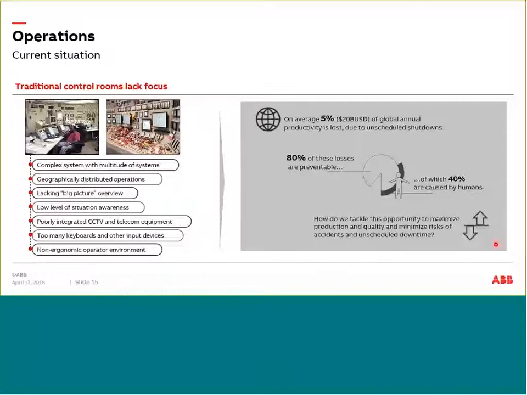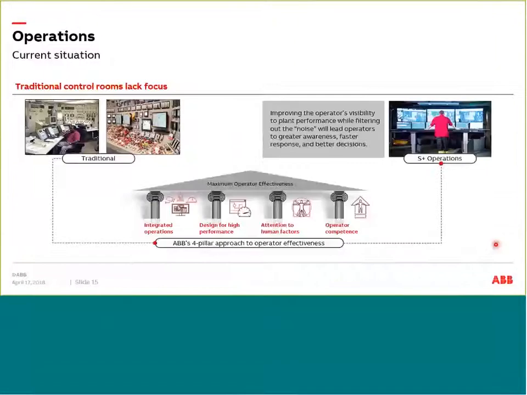And there's data to back this up. You see on the right, I'm showing some of the information that we have. Around 20 billion is lost due to unscheduled shutdowns. That's a big number. And if you break that down further, around 6 billion is lost because of human error. So that human error is something that ABB as a company wants to focus in on. We want to see how we can reduce that human error by improving the operator effectiveness.